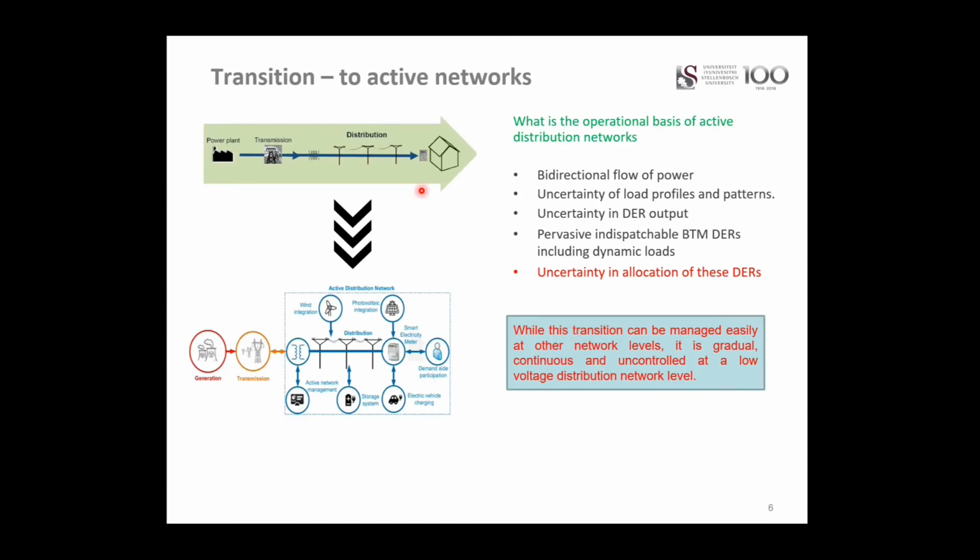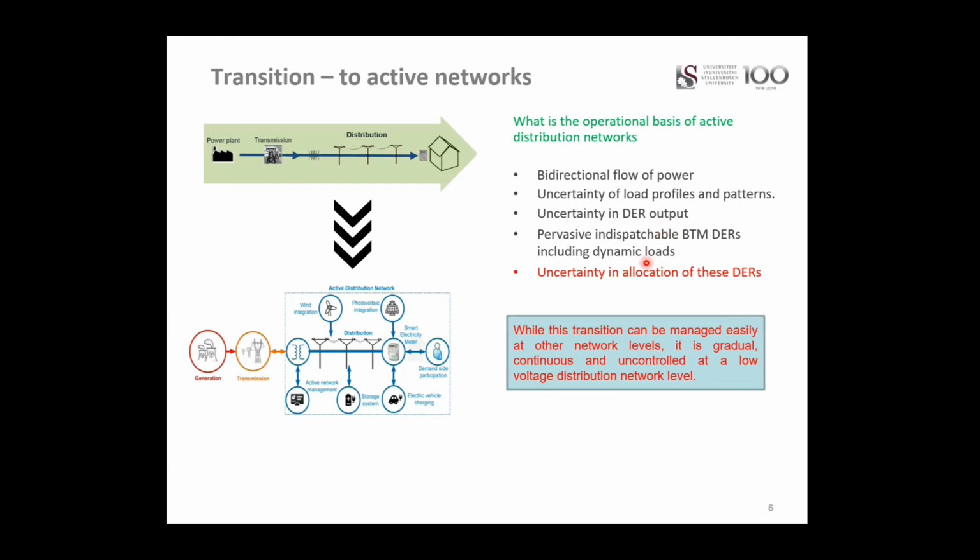So you have this particular system, which is passive, transforming itself into an active distribution network. And what is the operational basis of an active distribution network? So you ask such a question in terms of how your general passive distribution network is changing towards the active distribution network, and what is happening as that happens?